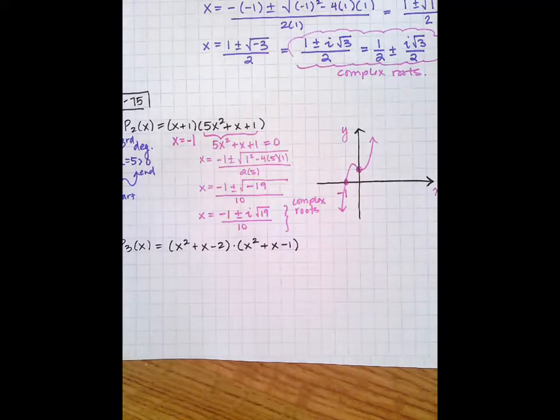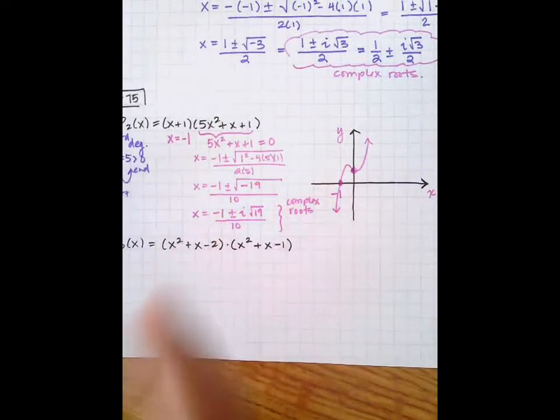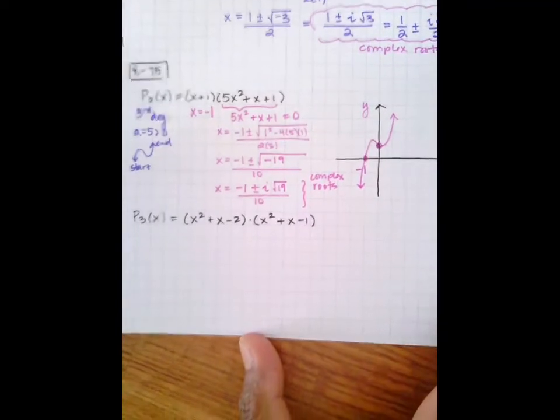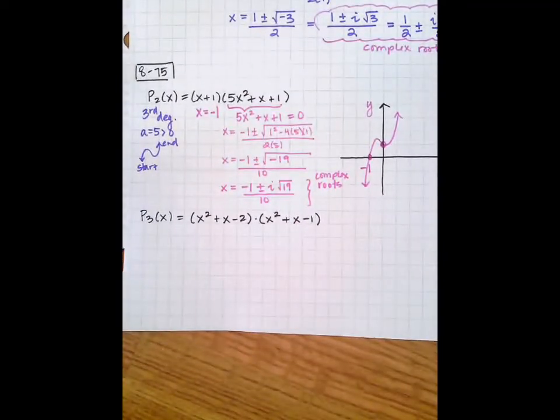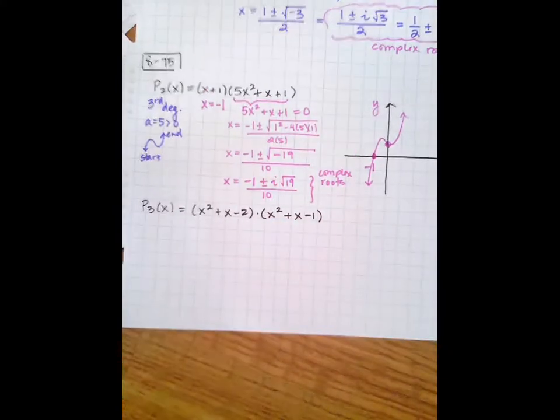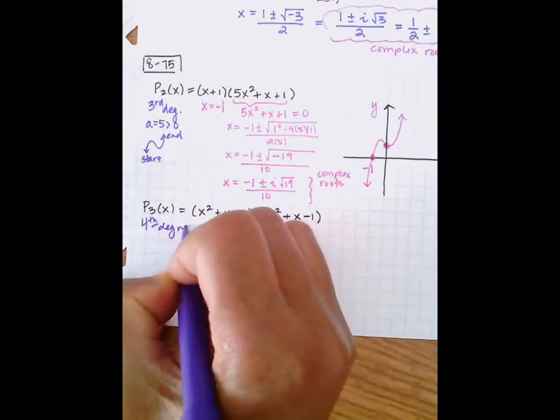But at least having some idea that the real part of a complex solution, the -1/10, is where that turn happens along the x-axis. Looking at polynomial 3 in this problem set, where you again have a 4th degree polynomial because I have 2 quadratic factors. So I know right away that this will be a 4th degree polynomial.